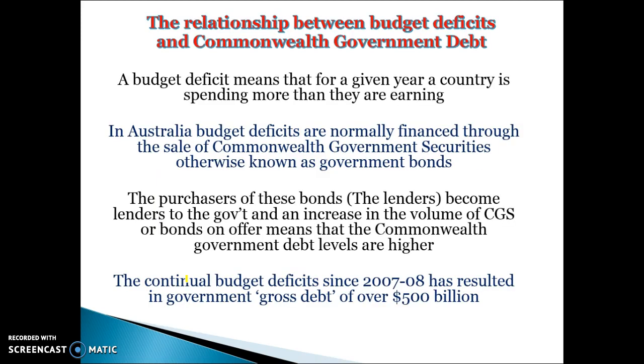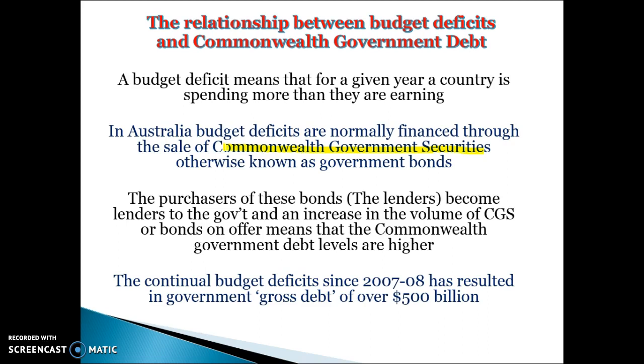So, government debt. What we know already is that a budget deficit means that in any given year, a country is spending more than they are earning. In Australia, when we run budget deficits, the government has to borrow money. And they do that through selling bonds, or what we call Commonwealth government securities, otherwise known as bonds. The purchasers of these bonds become lenders to Australia, and the more bonds we have issued, the more debt we're in, or more Commonwealth government debt we have. So whenever we run a budget deficit, the size of our net government debt increases.